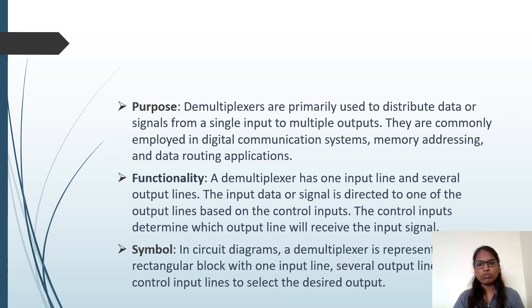Functionality. A demultiplexer has one input line and several output lines. The input data or signal is directed to one of the output lines based on the control inputs. The control inputs determine which output line will receive the input signals. Symbols. In circuit diagrams, a demultiplexer is represented by a rectangular block with one input line, several output lines, control input lines to select the desired output.